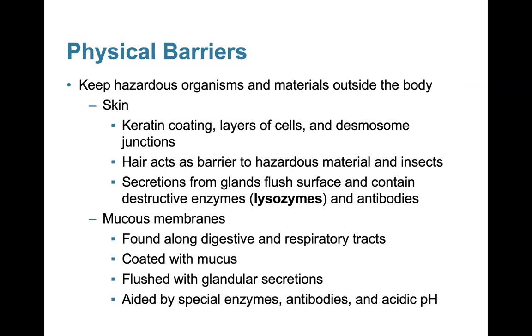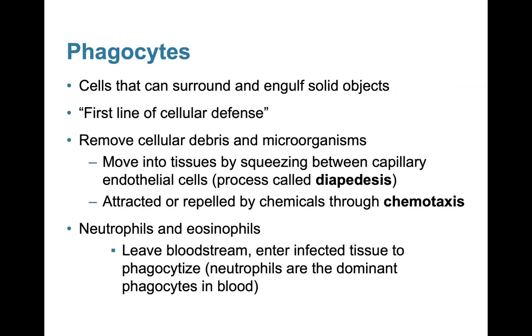The mucous membranes are another barrier that lines most surfaces inside the body, found along the digestive and respiratory tracts. They're coated with mucus, they're flushed with glandular secretions, and they're aided by special enzymes, antibodies, and a very acidic pH.